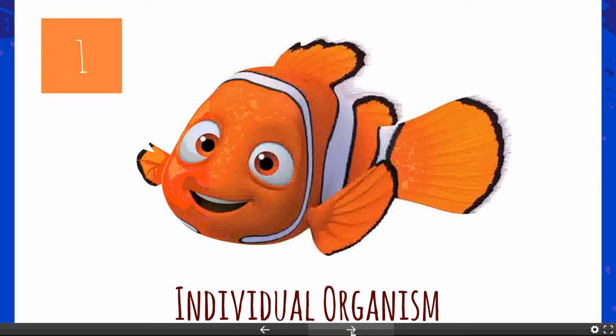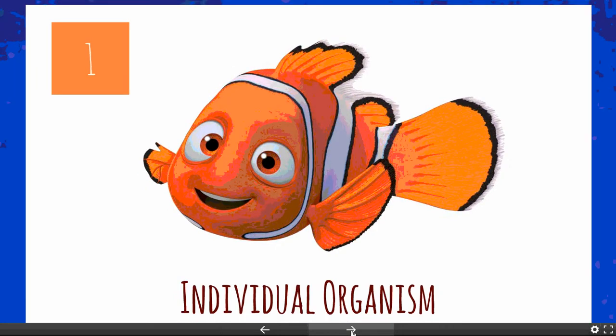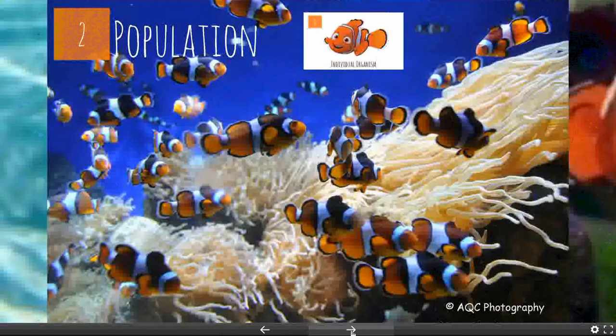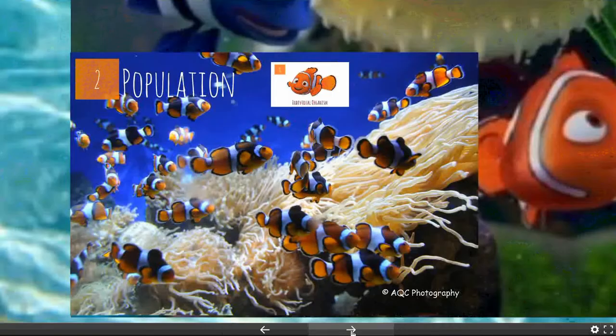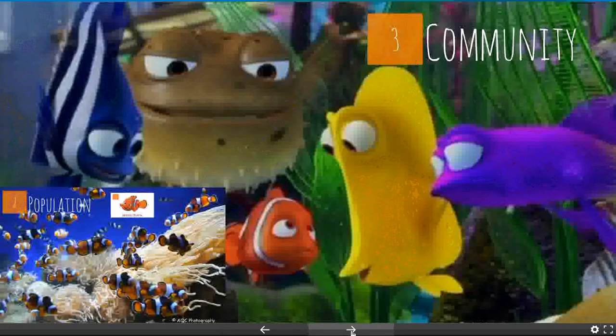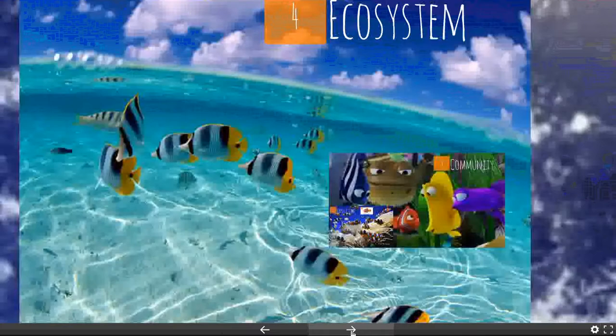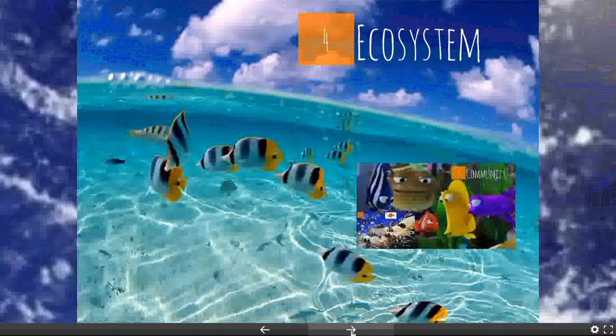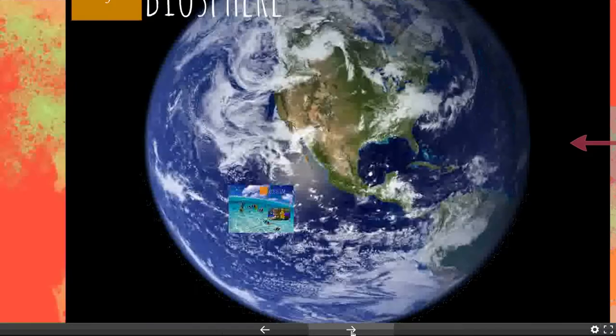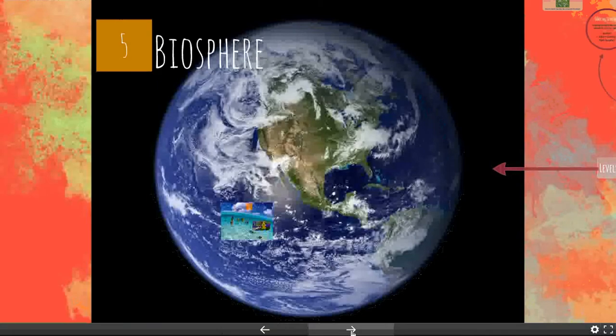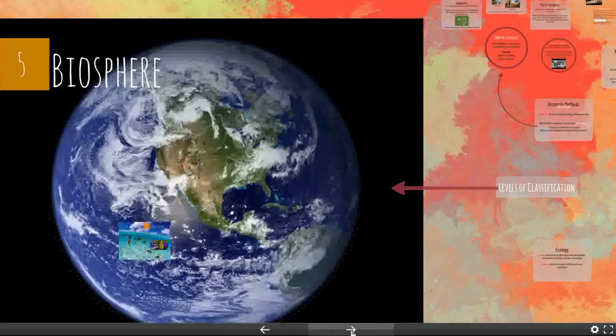So your smallest level is an individual organism, and then a bunch of those same organisms of one species make up a population. Then a bunch of populations with a bunch of different organisms or different species will make up a community. Then a bunch of different communities will make up an ecosystem, and then several different ecosystems combine and make up a biosphere.